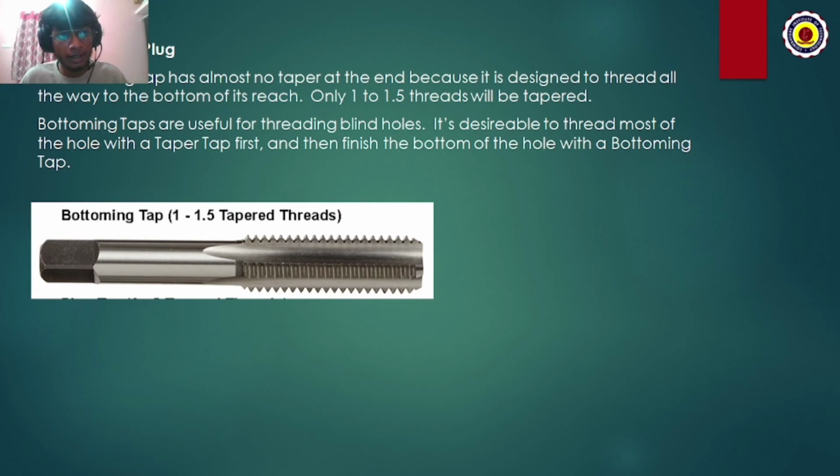The last one is the bottoming tap. The bottoming tap has almost no taper at the end, because it is designed to thread all the way to the bottom of its reach. Only 1 to 1.5 threads will be tapered. As you can see, only the first tooth till the 1.5 tooth is tapered, and the rest are of uniform height, so that the thread is provided all the way to the bottom of its reach.